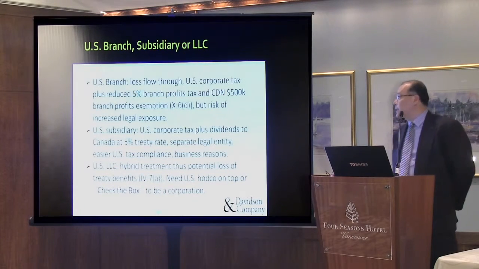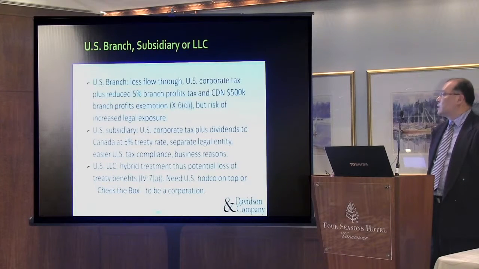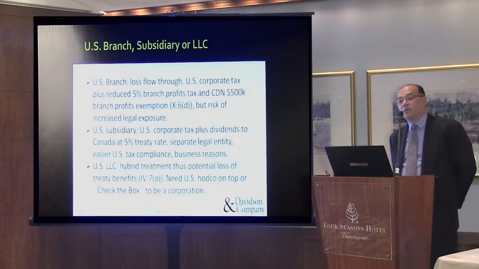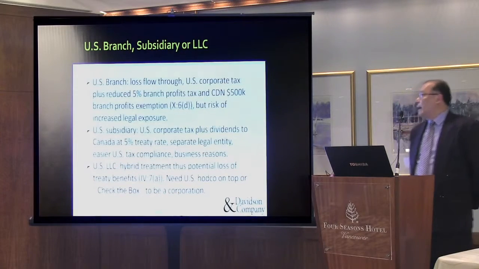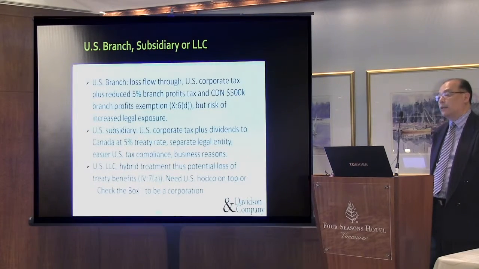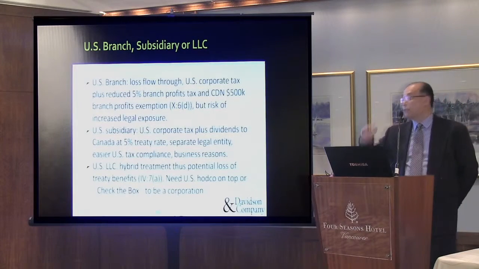A branch basically is the simplest form that you can take, but there are drawbacks to that because of the fact that the Canadian company doesn't have a separate legal entity down in the U.S. There is potential exposure of the Canadian company's assets should there be a U.S. lawsuit. And the branch form basically is used only when you anticipate losses in the U.S. because what happens is the U.S. branch's loss can flow up to Canada.